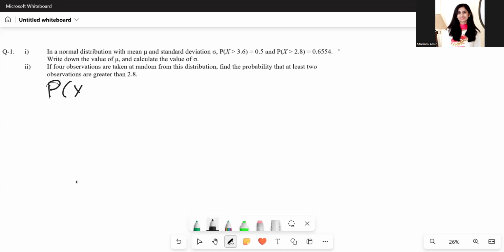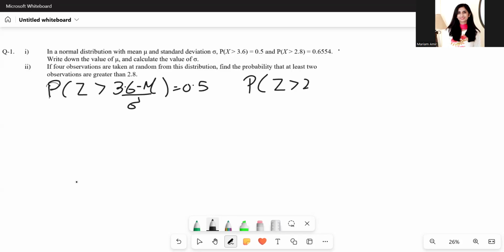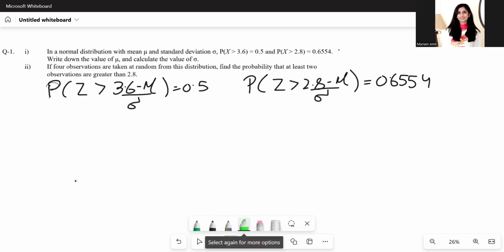Probability z is greater than (3.6 minus mu) upon sigma is equal to 0.5. For the other one, we have probability z is greater than (2.8 minus mu) upon sigma, equal to 0.6554. When we apply standardization, we replace x with z. Our next check will be whether this z-score or this z-score is positive or negative.